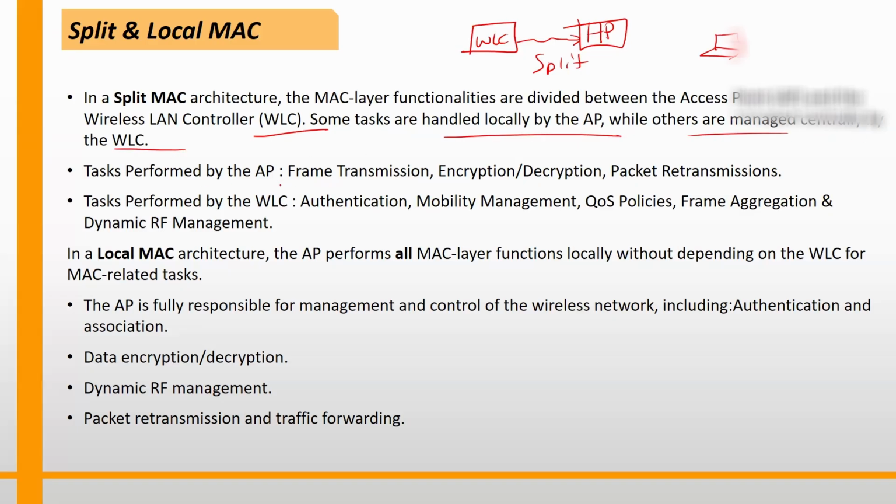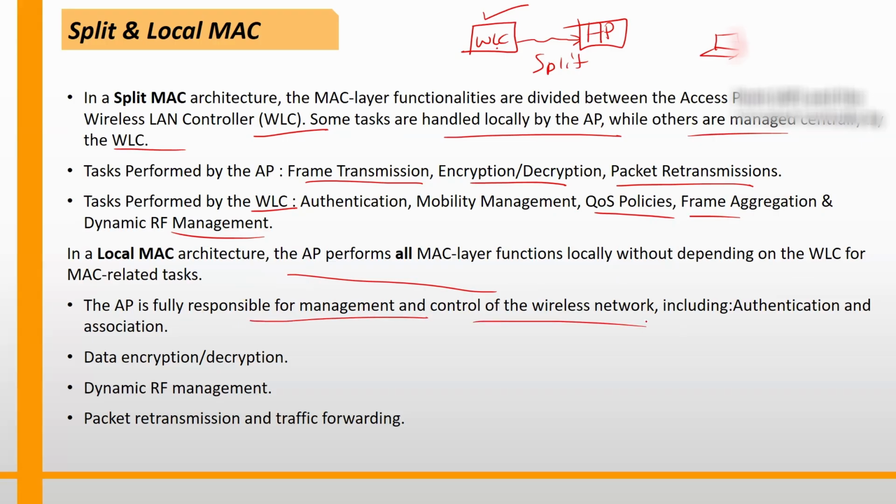What are the tasks that the AP handles? Frame transmission, encryption, decryption, packet retransmission. Basically, it is the workhorse of the WLAN. Tasks performed by the WLC: authentication, mobility management, policing, frame aggregation, dynamic RF management. That is all taken care of by the WLC. It's like a master. Then there is the local MAC architecture. The AP performs all MAC layer functions without depending on the WLC. The AP is fully responsible for management and control of the wireless network.